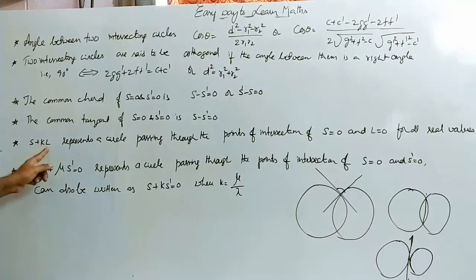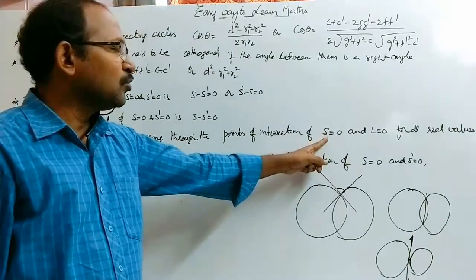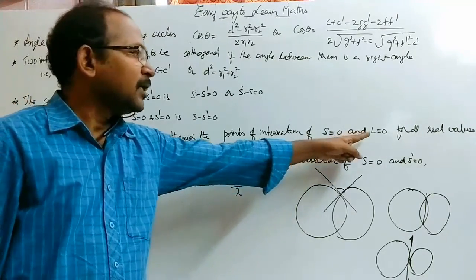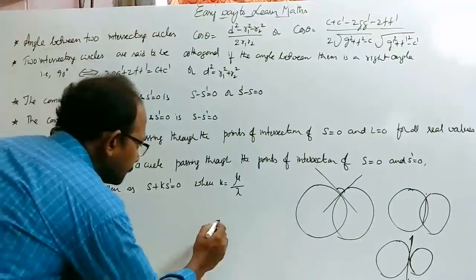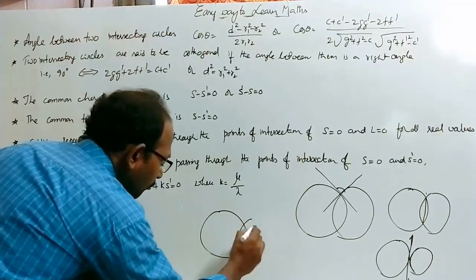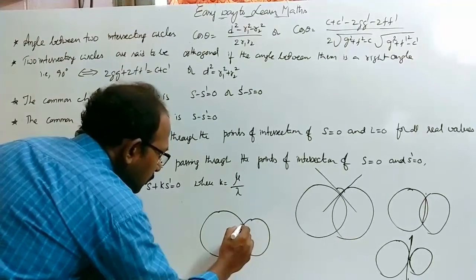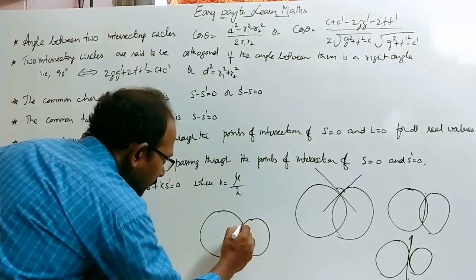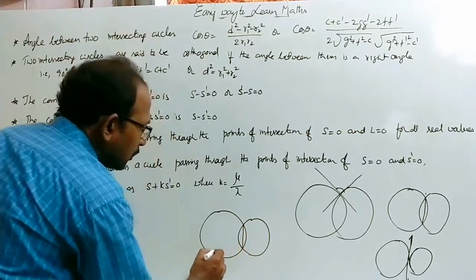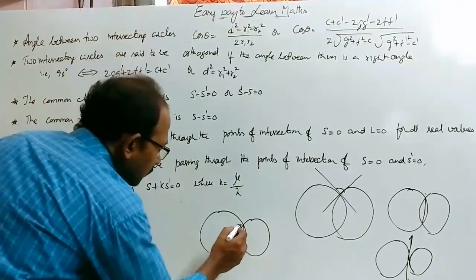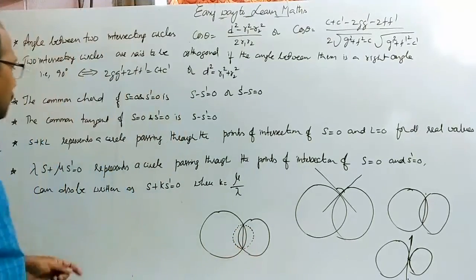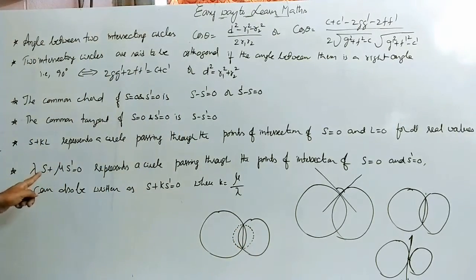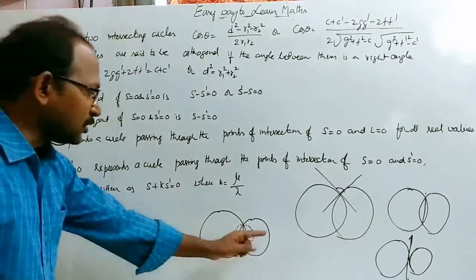Then s plus kL represents a circle passing through the points of intersection of s equal to 0, which is the equation of a circle, and L equal to 0, which is the equation of a line. Here it is like this. Then the line is like this, L. Then the circle is this one. Either s plus kL, or in case of two circles s and s dash.